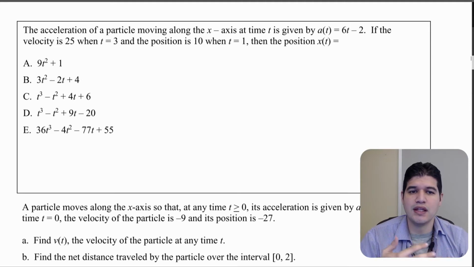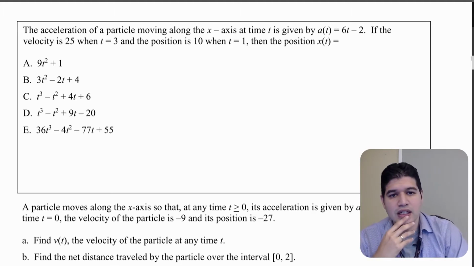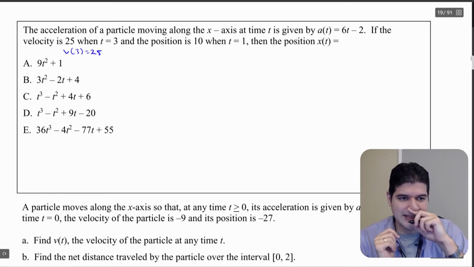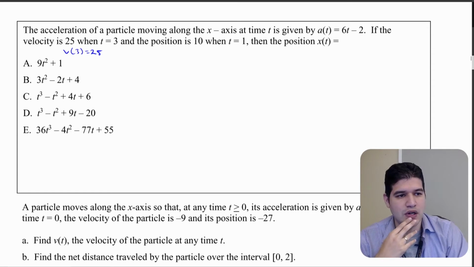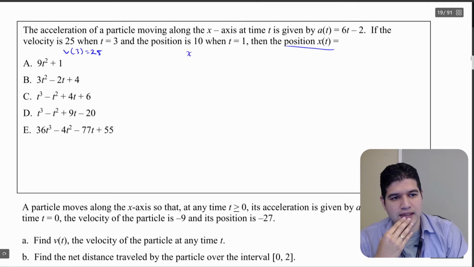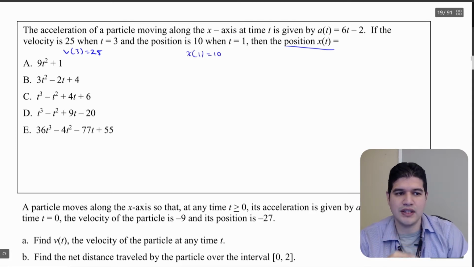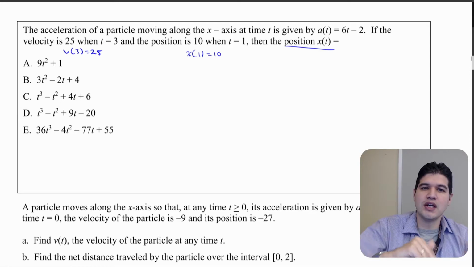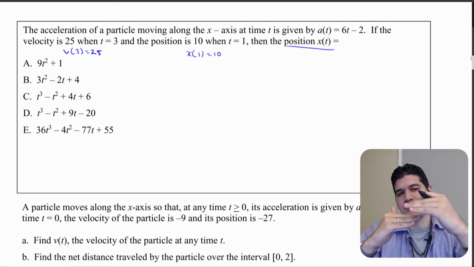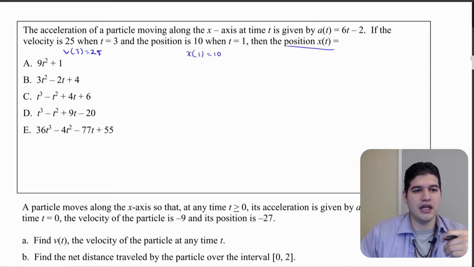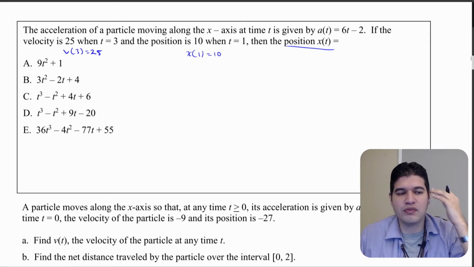So we know that the acceleration of a particle is given by a of t equals 6t minus 2. We know the velocity is 25 when t equals 3, so I'm going to write down here that v of 3 equals 25. And the position is 10 when t equals 1, so x of 1 equals 10. That's going to help us out. Since I'm starting with acceleration, I want to go up to velocity, and then I want to go up to position.